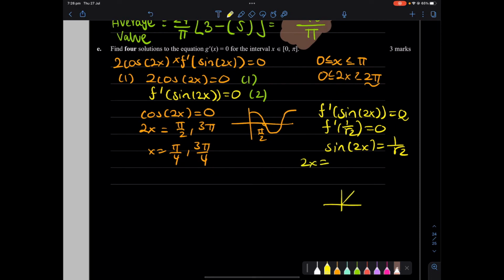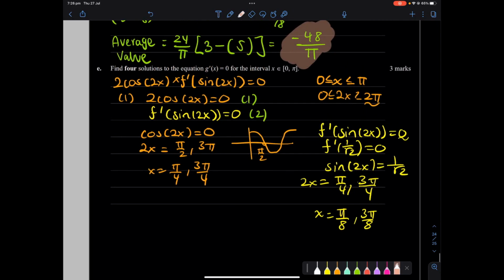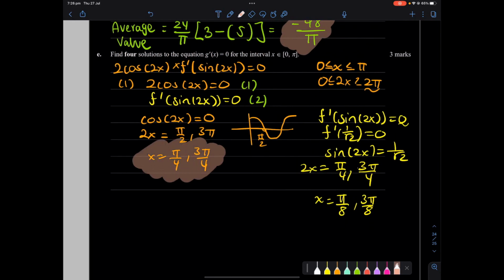If I'm not mistaken, sine is positive in the CAST diagram here and here. So we have 2x equals pi on 4 and pi minus pi on 4, which is 3 pi on 4. So x is equal to pi on 8, 3 pi on 8. These are your solutions, your 4 solutions.